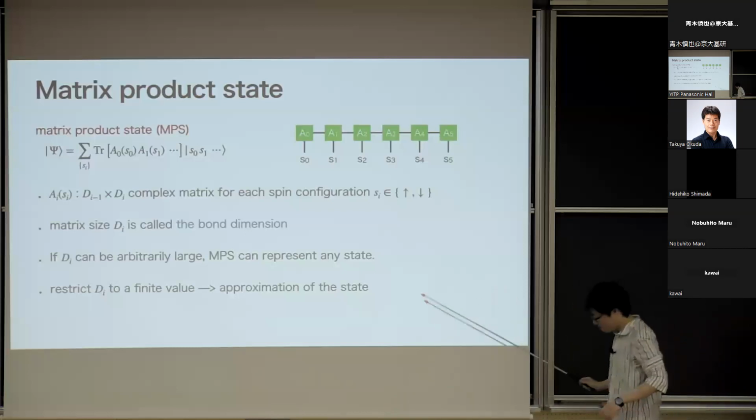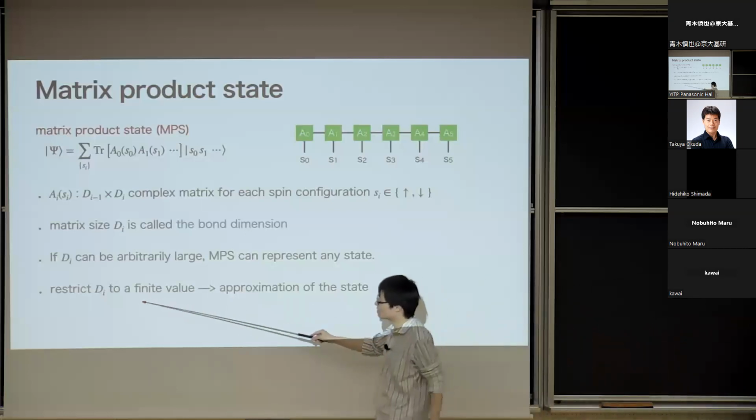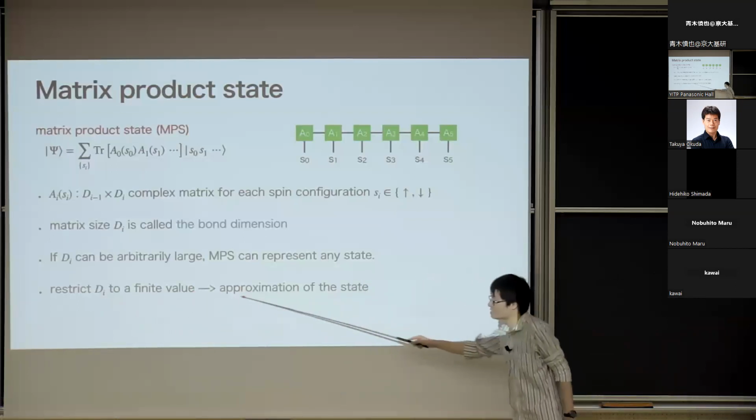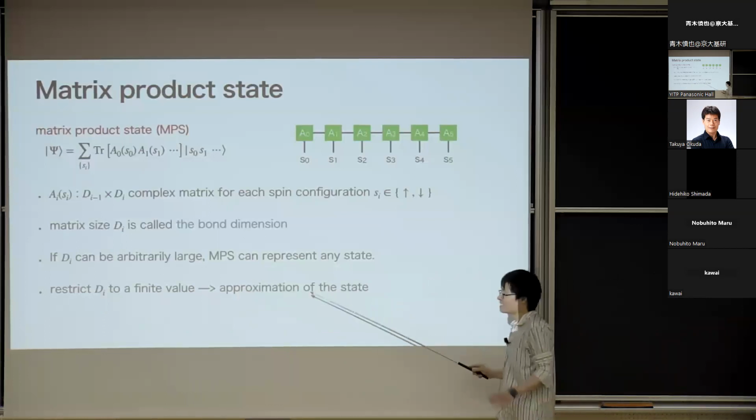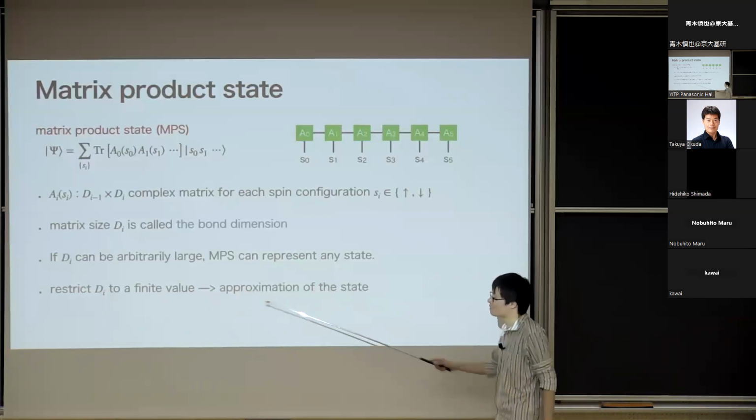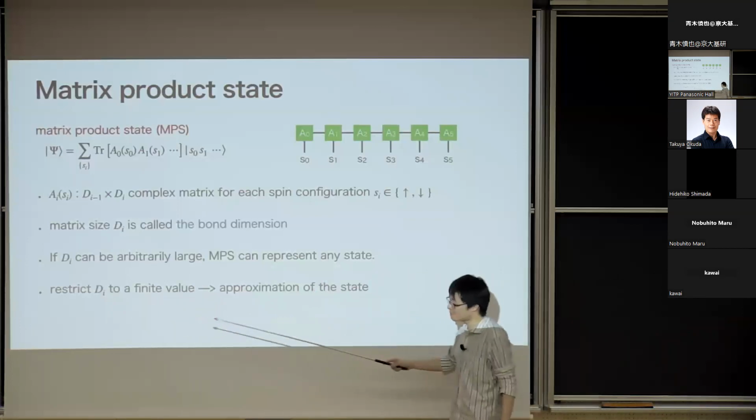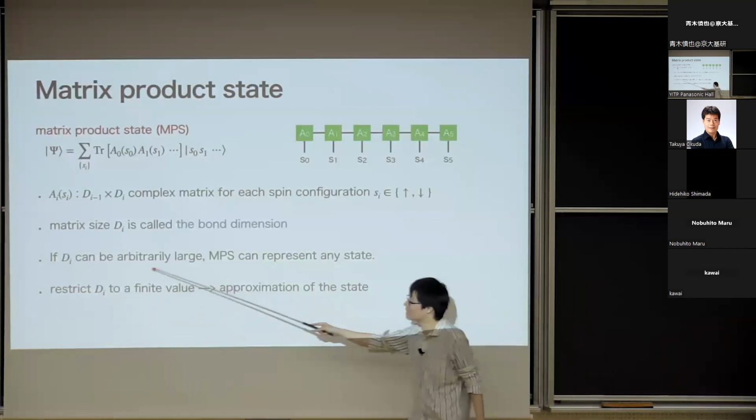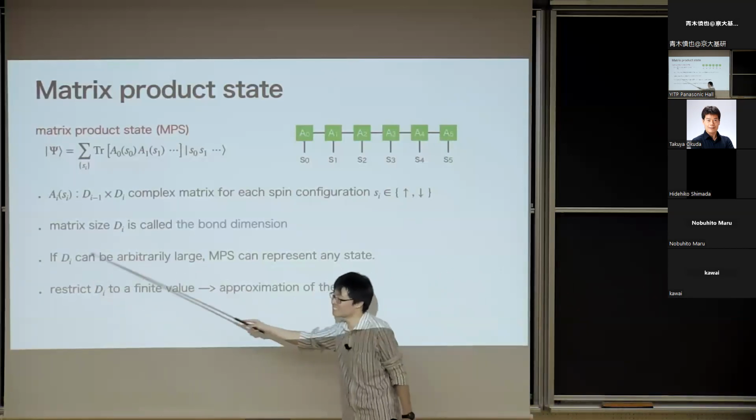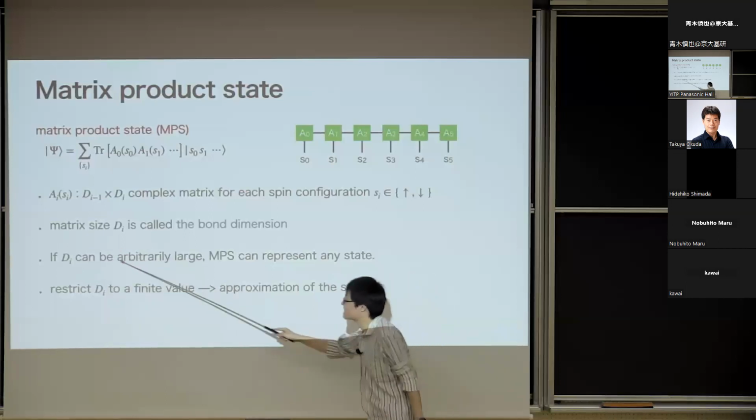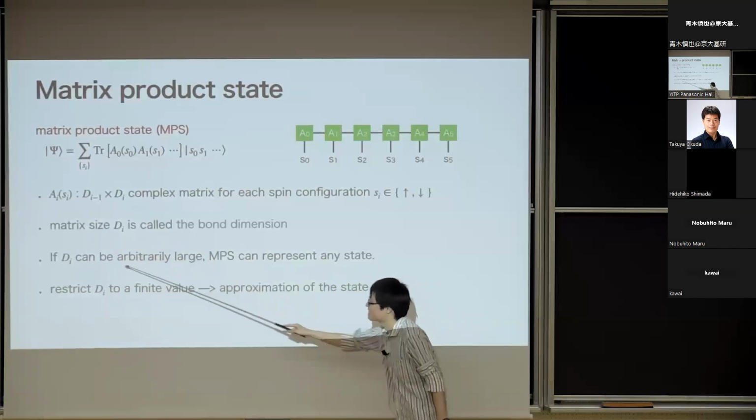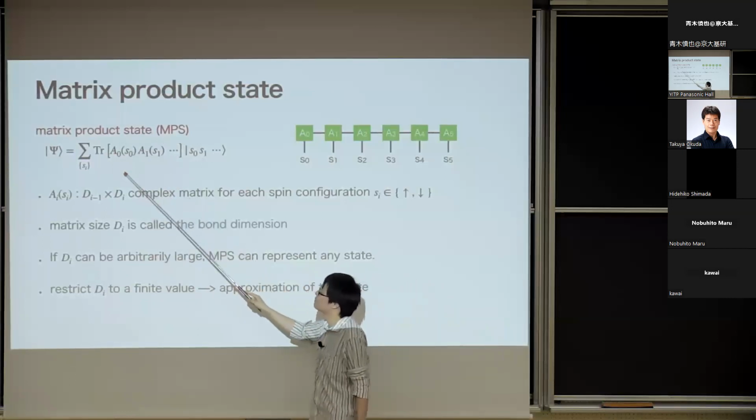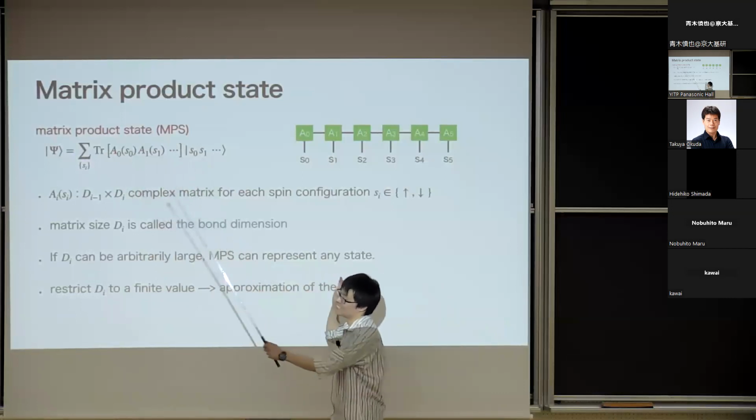In fact, if we restrict D to a finite value, the state is reduced to just an approximation. In that sense, gapped states can be nicely approximated by a finite D, but gapless states are very difficult to approximate by a finite D. In that case, D becomes very large, actually exponentially large. And this arbitrarily large means mostly exponentially large. So if there is an exponentially large degree of freedom, it can represent the original exponentially large state, right?